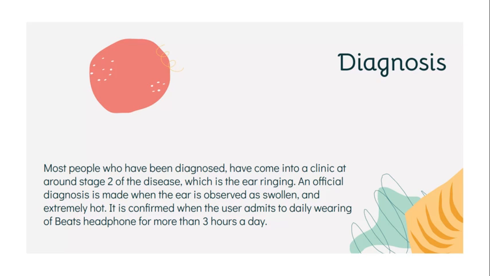So how does someone come to have a diagnosis like this? Okay, so most people who have been diagnosed come into the clinic at around stage 2 of the disease, which is the ear ringing, because we can kind of deal with a swollen ear, but a constant ringing in your ear would be kind of annoying. So people tend to notice that and go in. An official diagnosis is made then when the ear is examined. It's observed as swollen and very hot.